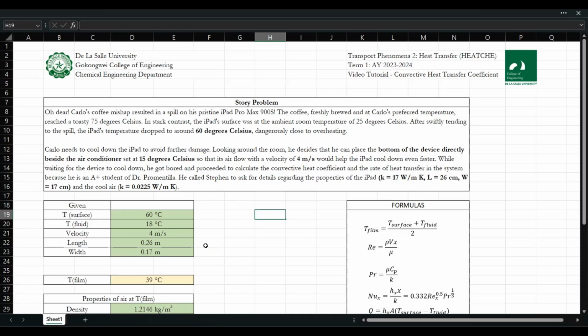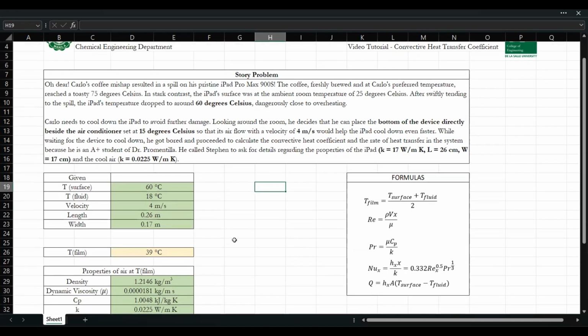Alright, so let's try to solve this problem. So here we have the given. The temperature of the surface is 60 degrees Celsius. The fluid's temperature is 18 degrees Celsius. The velocity of the fluid is 4 meters per second. The length of the surface is 26 centimeters or 0.26 meters. The width is 17 centimeters or 0.17 meters. And since the problem states that the bottom of the iPad is directly beside the air conditioner, it is safe to assume that X is the length of the device, which is 0.26 meters.